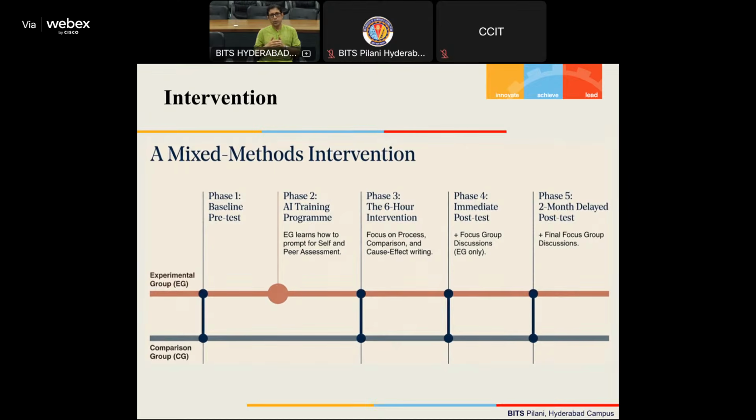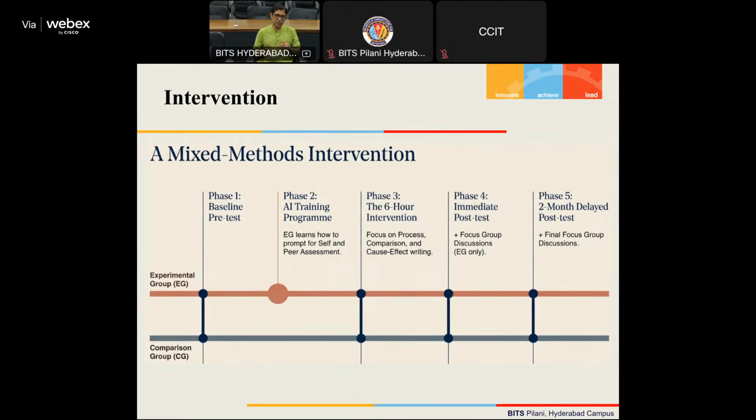So I collected some qualitative data through focus group discussions with students, and that helped me bring together the quantitative and qualitative findings. I brought them together and arrived at the findings that I did. First, I had a pre-test. Then I gave AI training to the experimental group, and the control group didn't have that training. But I used peer and self-assessment in both groups.